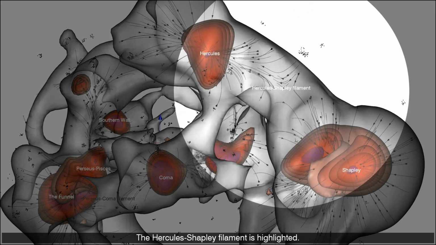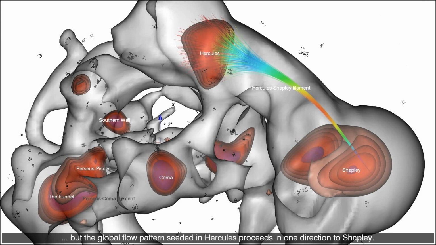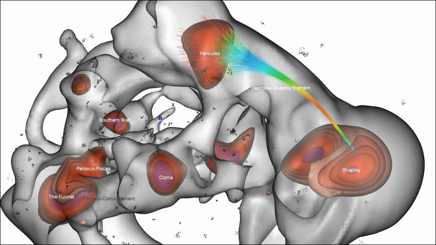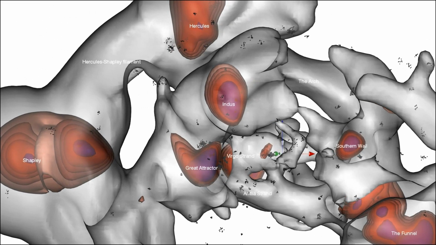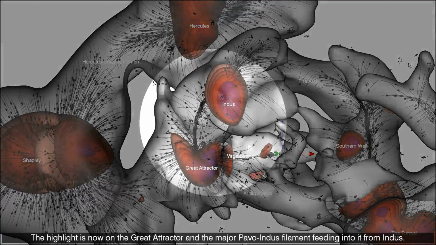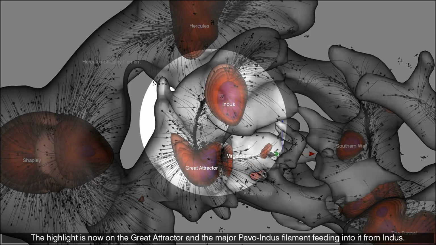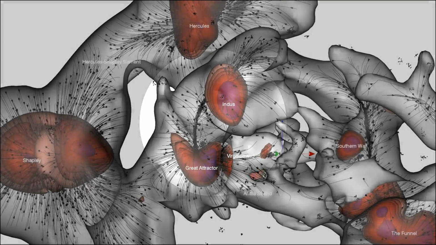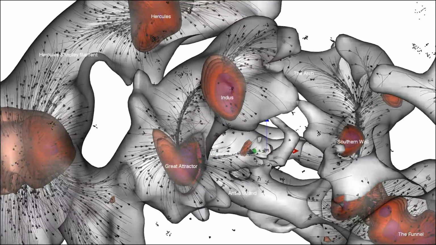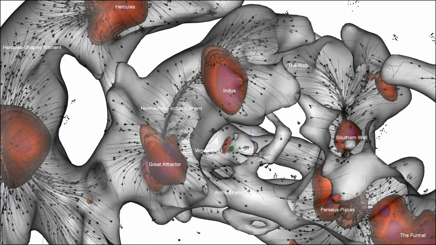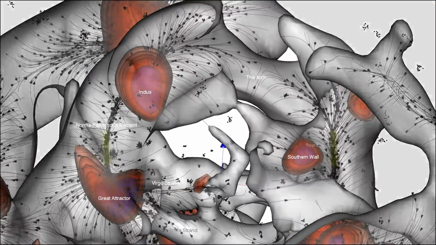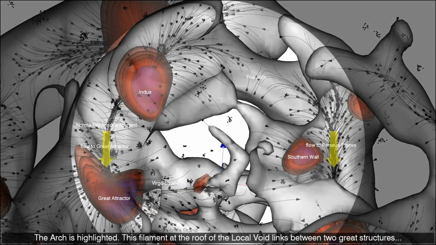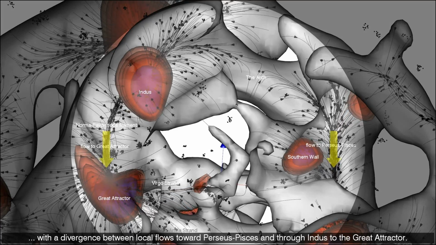The Hercules Shapely filament is highlighted. Local flows shear toward Hercules or Shapely, but the global flow pattern seeded in Hercules proceeds in one direction to Shapely. The highlight is now on the Great Attractor and the major Perseus filament feeding into it from Indus. The arch is highlighted. This filament at the roof of the local void links between two great structures with a divergence between local flows toward Perseus Pisces and through Indus to the Great Attractor.